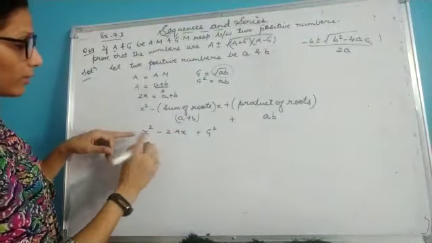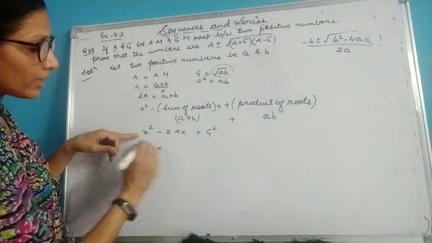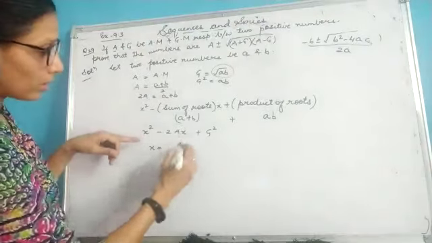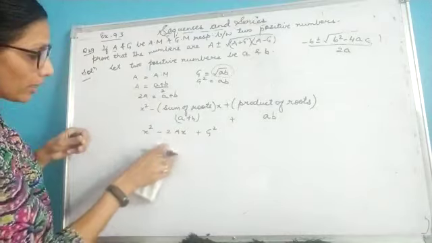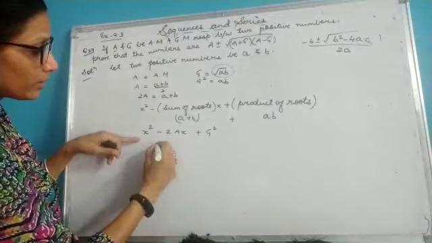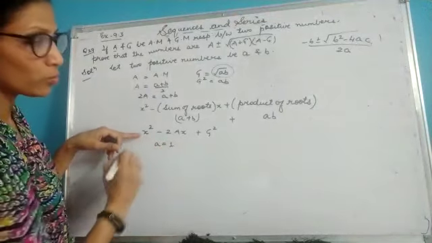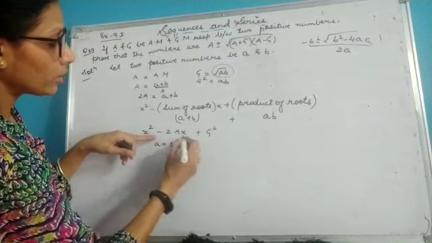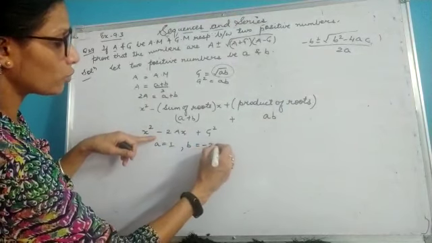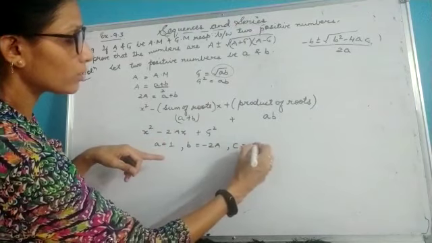Now here if I want to find out roots, then I can write x. What is your let's say what is your a over here? Your a over here is the coefficient of x square, which is 1. What is your b over here? Coefficient of x, which is minus 2a. And what is your constant here? G square.